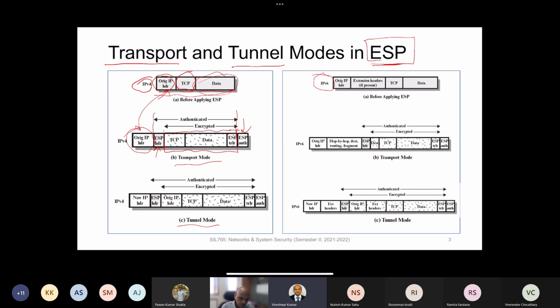Please note that in the transport mode, the original IP header is neither encrypted nor authenticated. I have repeated it many times, and the reason is that this is very important to note: the IP header is neither encrypted nor authenticated in transport mode. Any question about what happens in the transport mode?